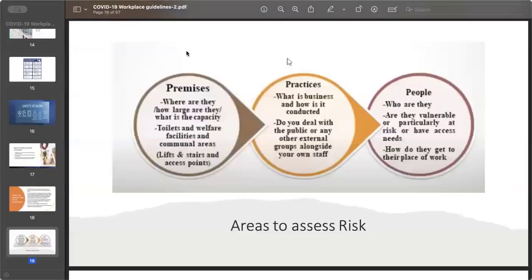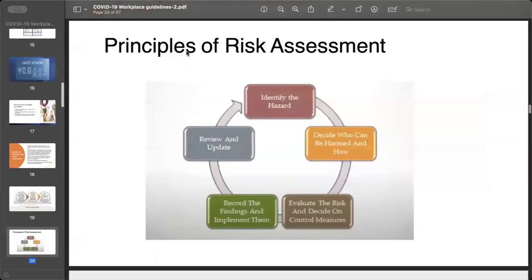Areas to assess risk. Premises: where are they, how large are they, what is the capacity, toilets and welfare facilities and communal areas, lifts, stairs and access points. Practices: what is the business and how is it conducted, do you deal with the public or any other external groups alongside your own staff. People: who are they, are they vulnerable or particularly at risk or have access needs. How do they get to their place of work?